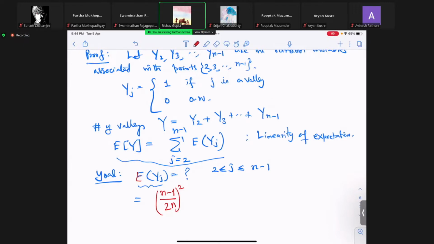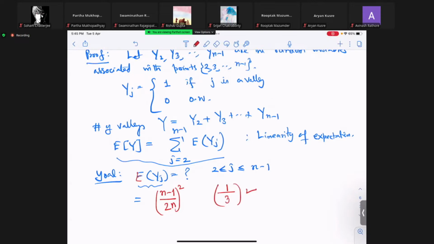No, this is not correct. Is it 1 by 6? You are telling me the expected value of y_j. You are almost there, but not quite. It's not 1/6. Should be 1 by 3? Just 1 by 3, right? Yeah, just 1 by 3. Yes, that's correct.